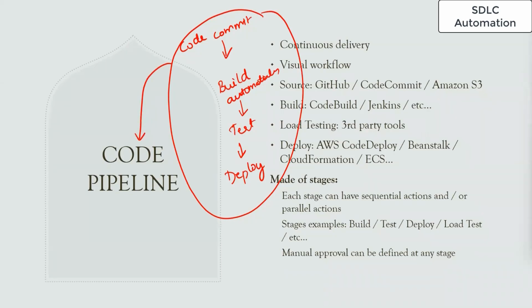Now, if I make any code change, for example, as a developer, if I commit something to my AWS CodeCommit, it will automatically trigger the build, automatically perform the test of the new code, and deploy to my EC2 servers if I'm running on EC2 servers.